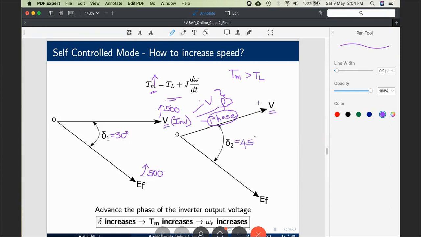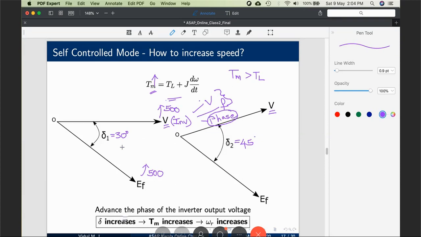Frequency is also the same because it is at 500 RPM. Then what is different? I am only synthesizing my voltage vector such that it is now 45 degrees away from EF. Earlier it was 30 degrees. Now delta has increased because the inverter could control the phase of its output voltage.